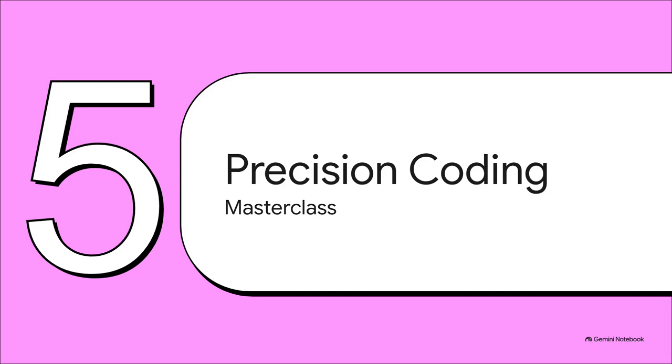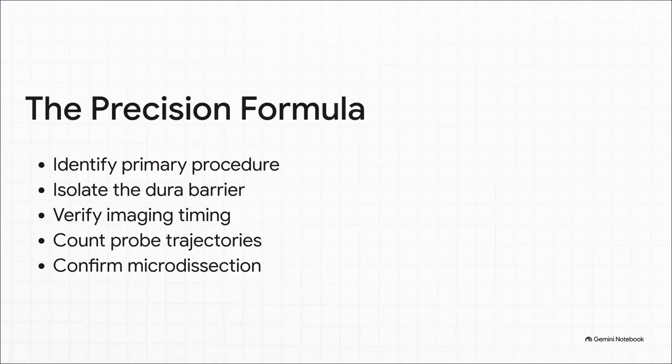Finally, Section 5, Precision Coding Masterclass. To prevent claim denials and ensure absolute compliance, clinical audit teams really have to bridge the gap between the physical surgical suite and the coding ledger. So let's bring everything we've talked about all together. By systematically extracting the primary surgical procedure first, you set your foundation. From there, you carefully layer on the exact procedural details.